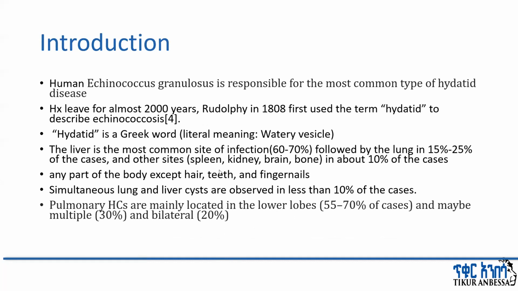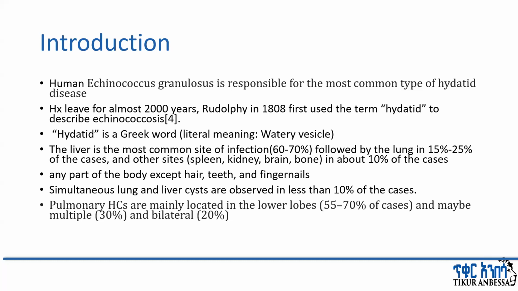So, introduction. As you know, human Echinococcus granulosus is responsible for the most common type of hydatid disease in the world. History showed that hydatid cyst has been living with humans for the last 2,000 years, because it was found in mummies and in human specimens. Rodolphi in 1808 was the first person who used hydatid as a name to describe Echinococcus. Hydatid in Greek literally means watery vesicle.